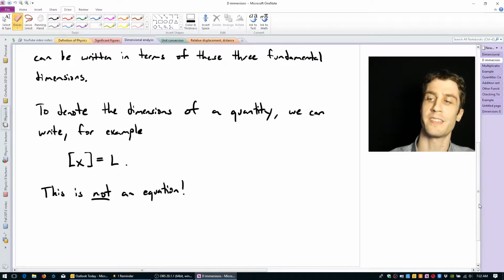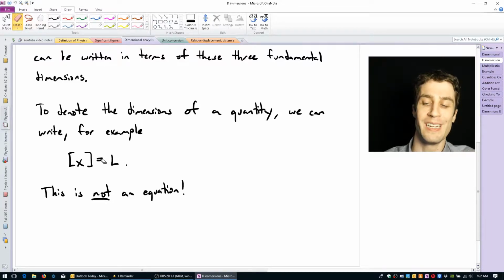So to denote the dimensions of a quantity, we put brackets around the quantity in question. So I have some quantity x, and it has dimensions of length. We put what looks like an equal sign between these two things. It's not an equal sign. It's not an equation. It looks like one, but an equation to me is something that you can plug numbers into. And this is saying, in words to me, the dimensions of x are length, okay?